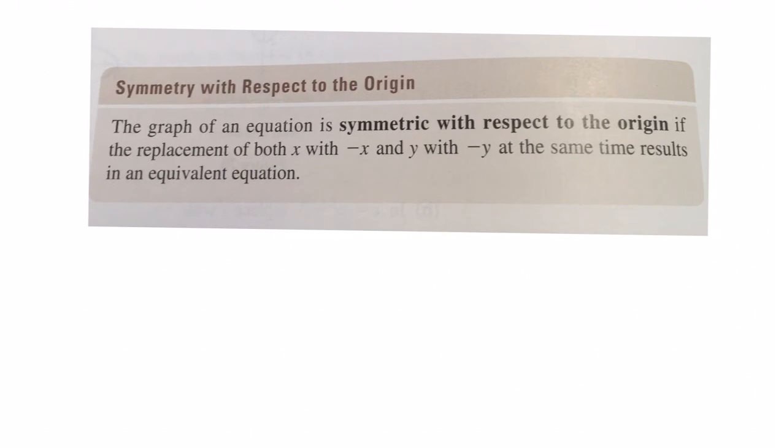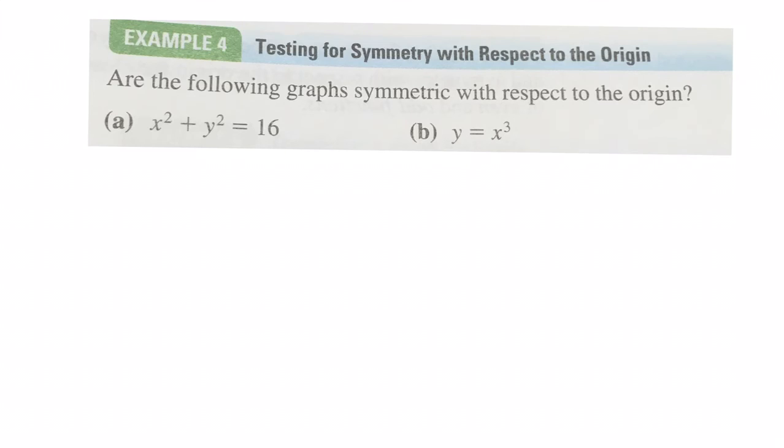We know a graph is symmetric with respect to the origin if you change both x to negative x and y to negative y at the same time, and you still get the same equation. I'm going to show you an example of what that looks like. Here's a two-part example. For the interest of time, we're only going to do part B. We're going to test part B, y equals x to the third, for symmetry about the origin.